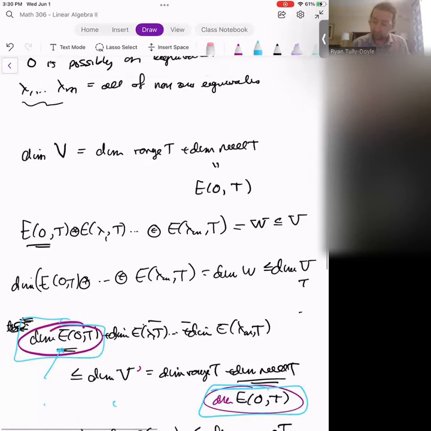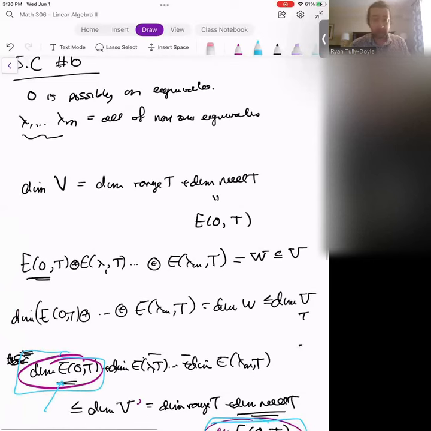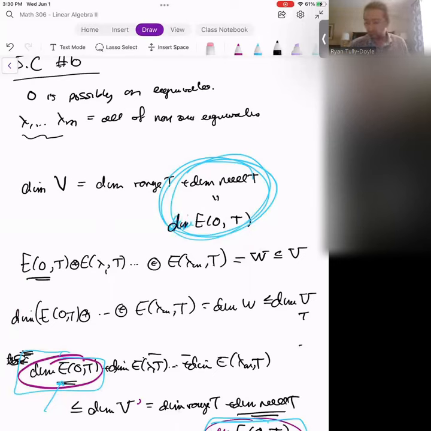So the central idea here, the most important idea in this proof, is the fact that the dimension of the null space is the same as the dimension of the eigenspace associated with 0. Okay, thank you.